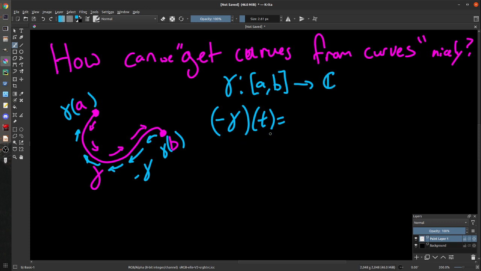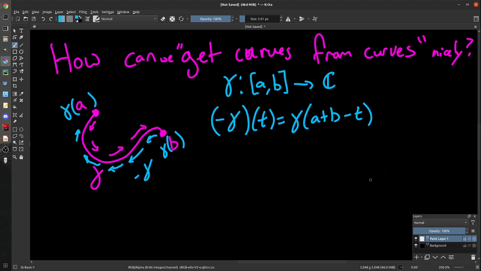Minus gamma would then, as we go from A to B to C, just go the backwards direction from those points, right? So it should be gamma of A plus B minus t, right? So then if I plug in A, I'll get gamma of B, and when I plug in B, I'll get gamma of A, right? So that's pretty easy. You can come up with this minus gamma definition, just straight up defined like that. Easy enough. You can go backwards on a curve.